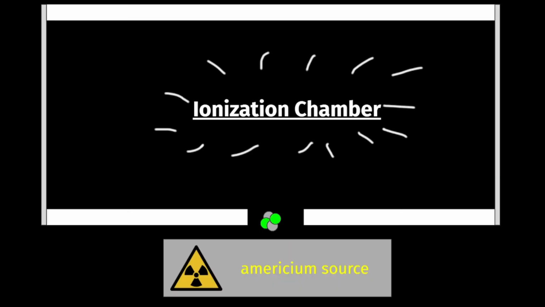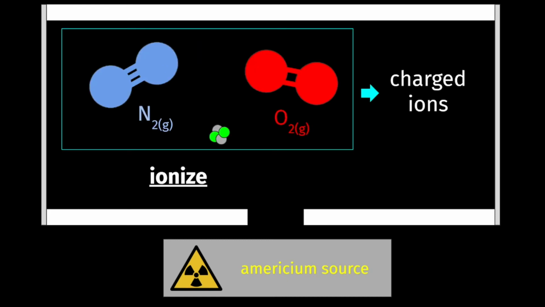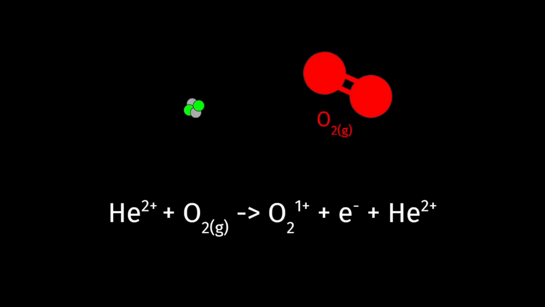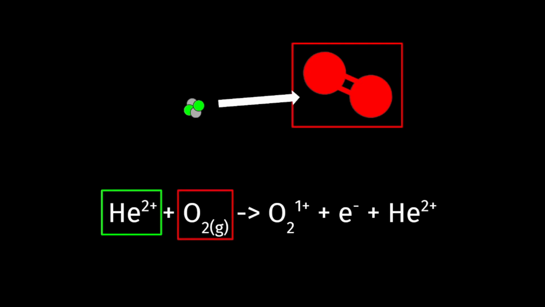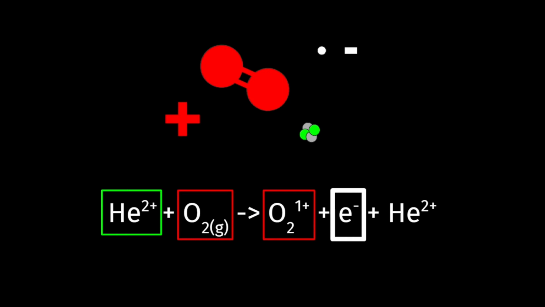The alpha particles are released into the detector's ionization chamber, where they can ionize the oxygen and nitrogen molecules in the air, turning these gas molecules into charged ions. Here's an example of such an ionization. The alpha particle collides with the oxygen molecule and knocks out an electron, resulting in a positively charged O2+ ion and a negatively charged free electron.